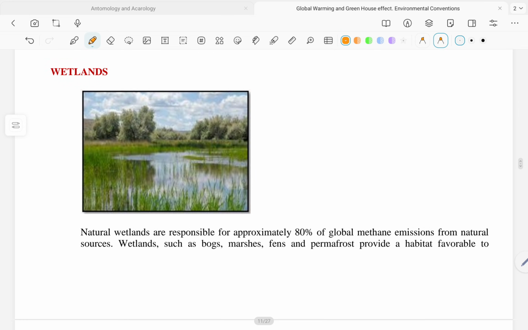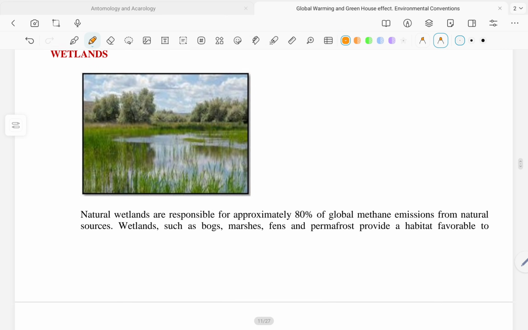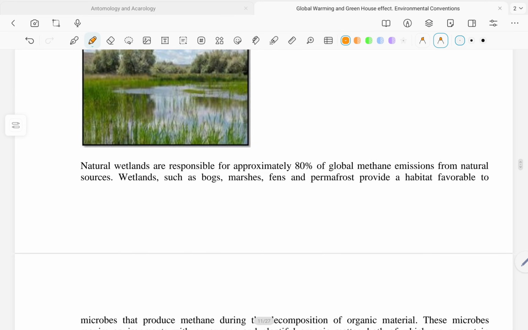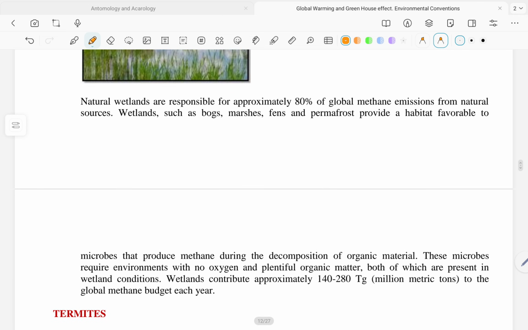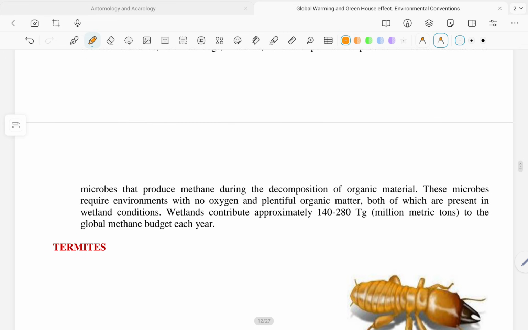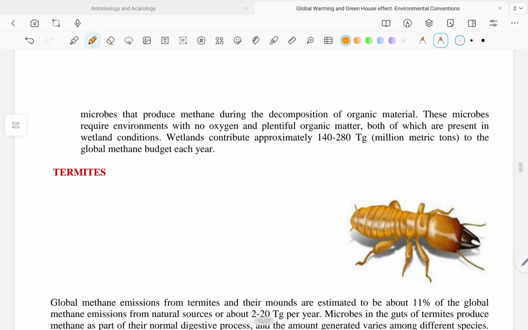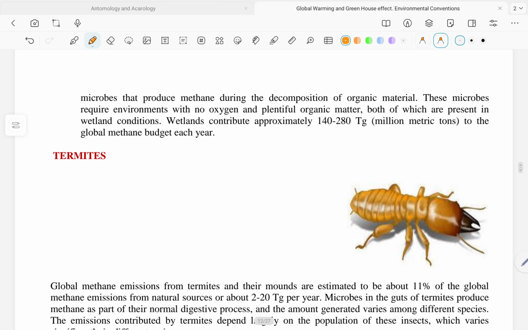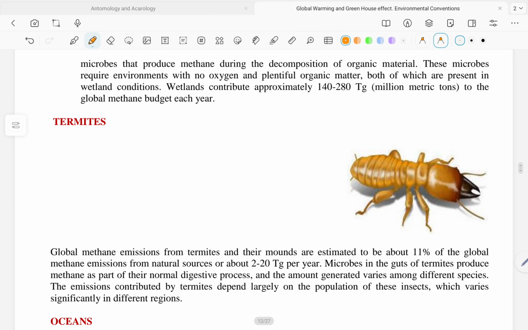Wetlands. Natural wetlands are responsible for approximately 80% of global methane emissions from natural sources. Wetlands such as bogs, marshes, ponds, and permafrost provide a habitat favorable to microbes that produce methane during the decomposition of organic material. These microbes require environments with no oxygen and plentiful organic matter, both of which are present in wetland conditions. Wetlands contribute approximately 140 to 280 million metric tons to the global methane budget each year.